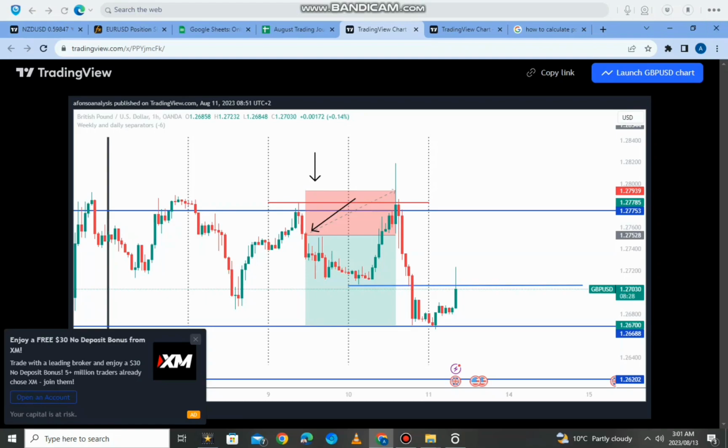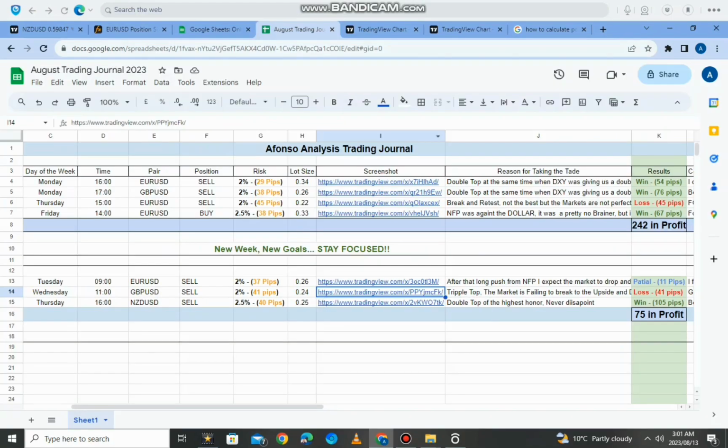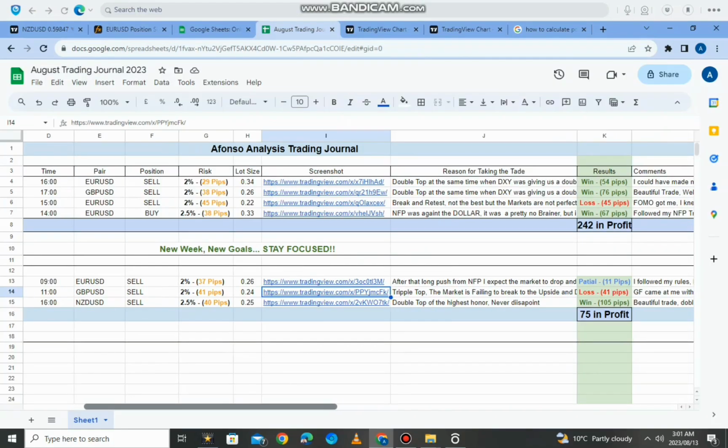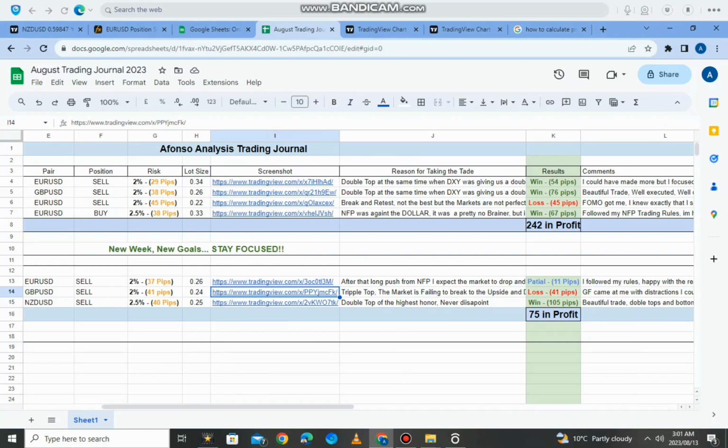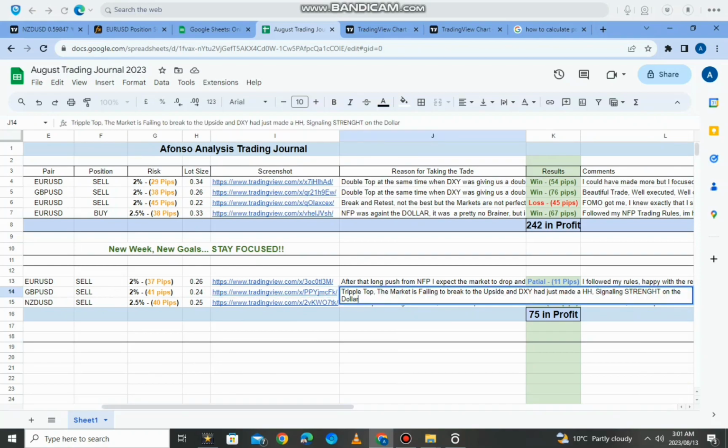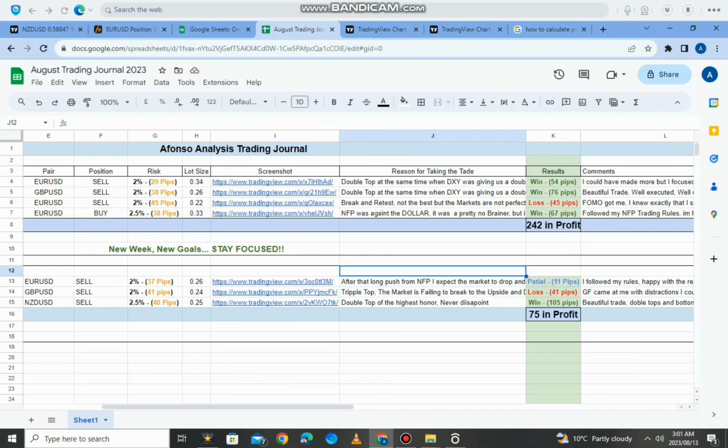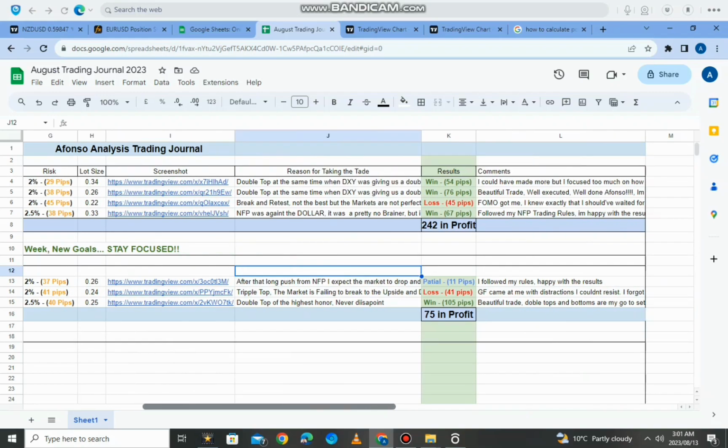So why didn't I move my stop loss there? Let's just go back to my trading journal and understand why I didn't. Okay, let's just check the reasons first. So the reason for me to take the trade was triple top. The market is failing to break to the upside, and DXY had just made a higher high, signaling strength on the dollar. So this is why I took the trade, right? But I just want to understand why I lost 41 pips, and if I learned anything on that trade.